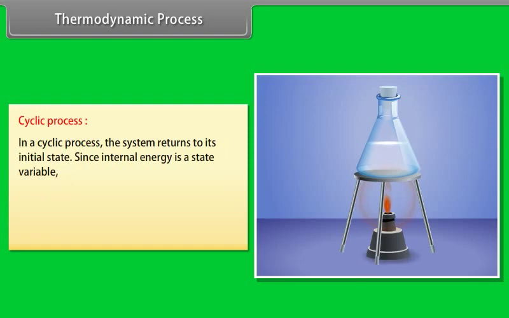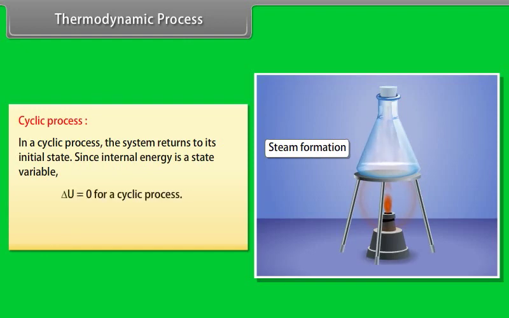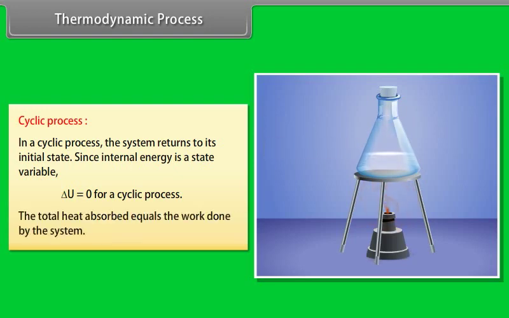Cyclic process. In a cyclic process, the system returns to its initial state, since internal energy is a state variable. Delta U is equal to 0 for a cyclic process. The total heat absorbed equals the work done by the system.